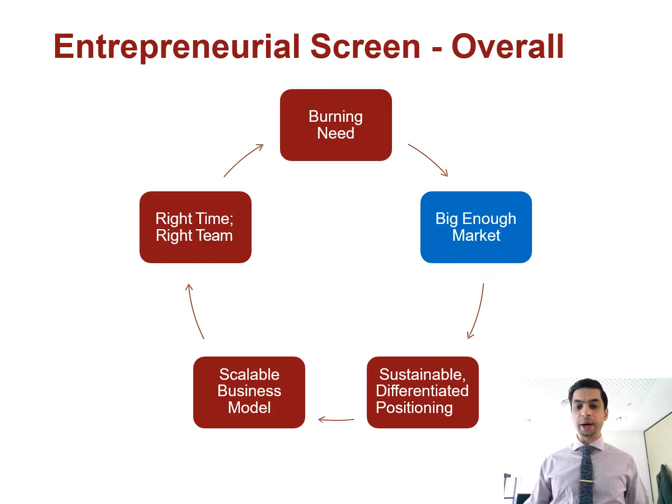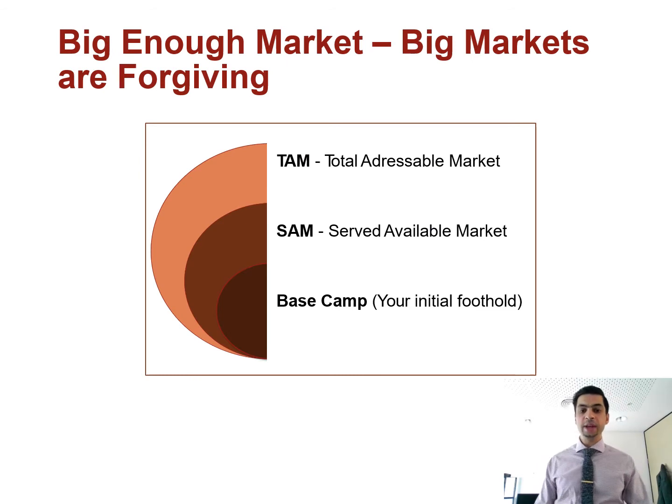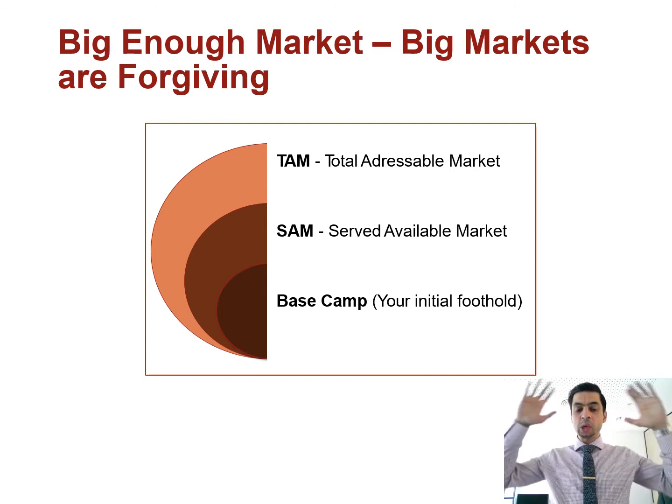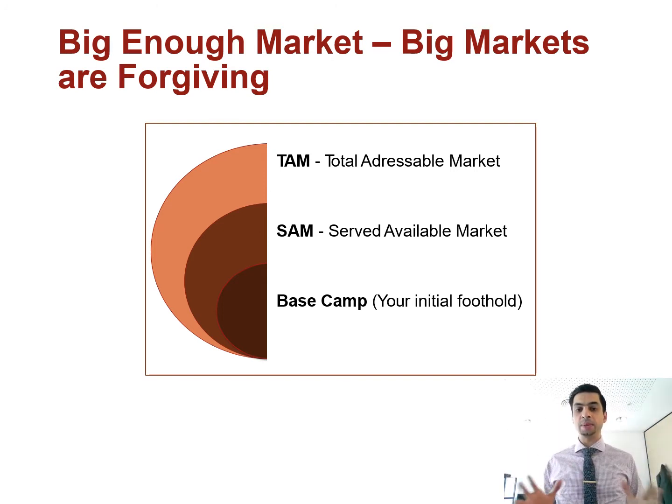Then we go to the big enough market. So we have here three components: total addressable market, served available market, and your base camp. Your total addressable market is your total market. That is everyone that could possibly use your product. Then you will have the served available market. This segment of customers will know about your product. The total addressable market will not know your product. That is who potentially you can target in the long term. But first of all, you need to get there in stages.